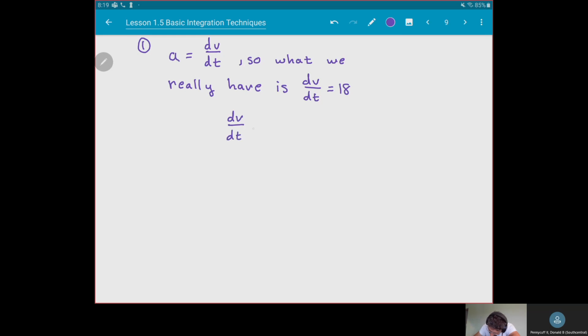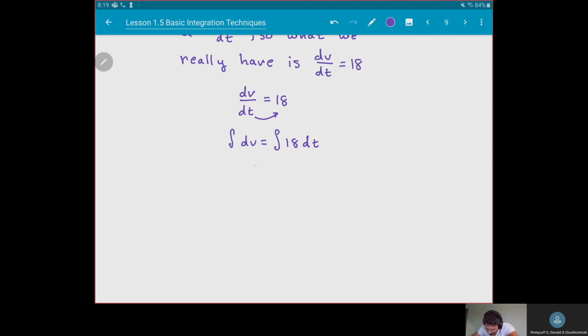dv over dt is equal to 18. So if I move that over, that's going to be the integral of dv is equal to the integral of 18 dt. Boom. Now I'm not going to go through all the in-between steps. I'm just going to go ahead and write the v that I know I have over here is equal to 18t plus c. So there's my velocity function.